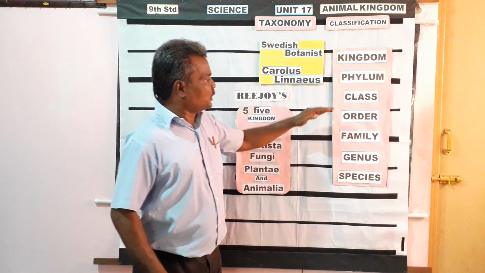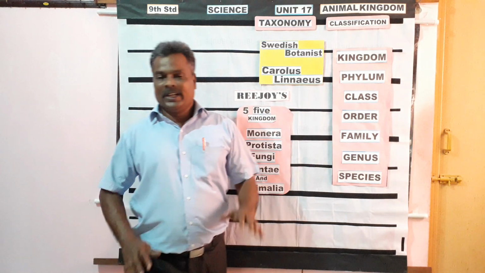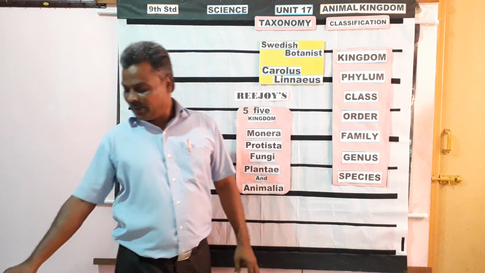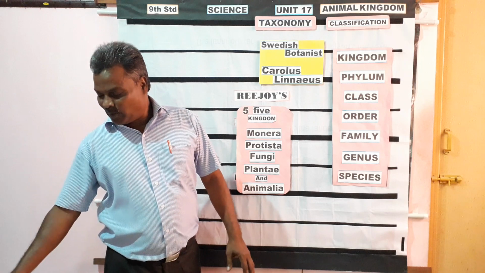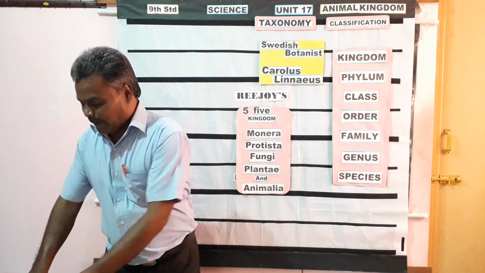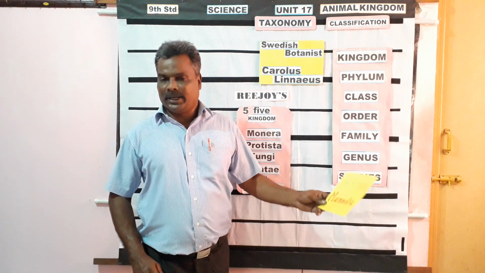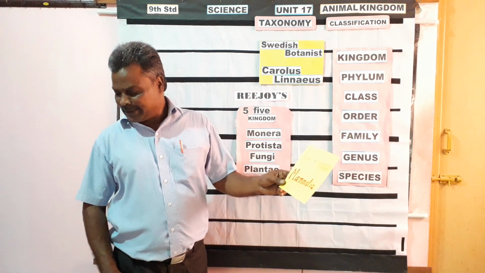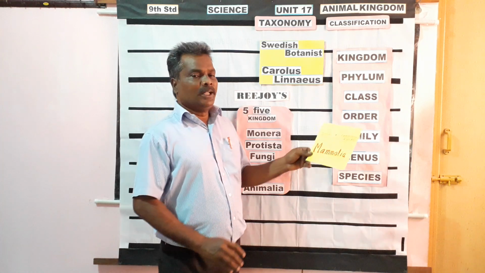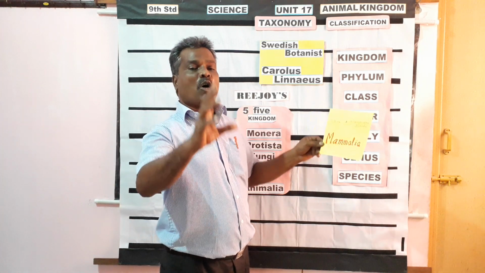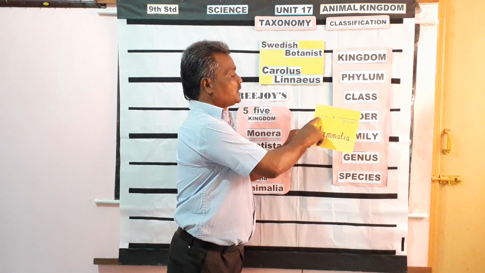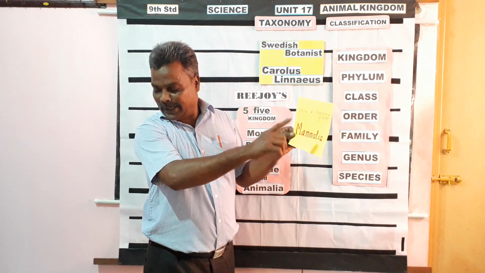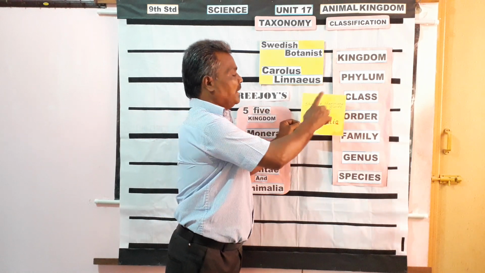Now let's go to class. Related or similar orders together form a class. For example, rabbit, rat, cat, whales, chimpanzee, and human being. These all have the same common characters, namely the presence of skin and mammary glands. So they come under the same class, Mammalia.